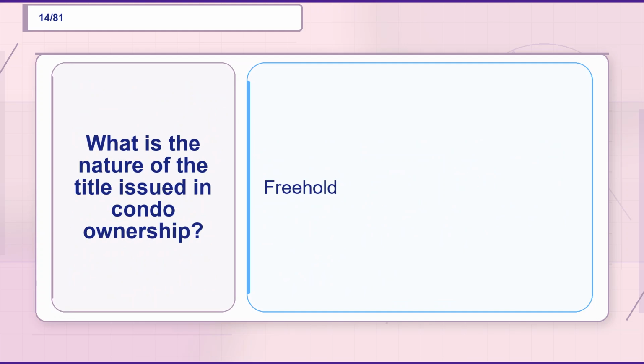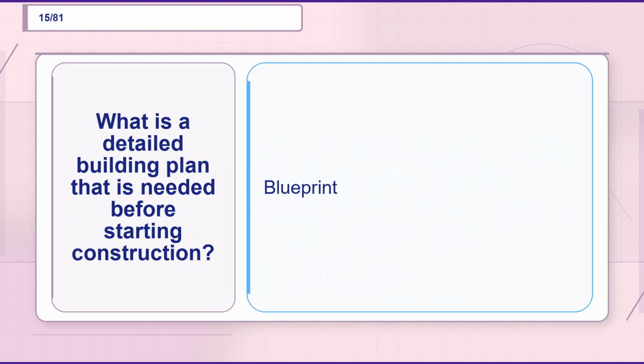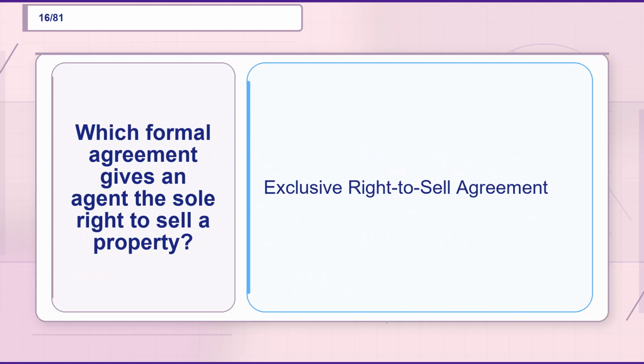Flashcard 14. Term. What is the nature of the title issued in condo ownership? Definition. Freehold. Flashcard 15. Term. What is a detailed building plan that is needed before starting construction? Definition. Blueprint.